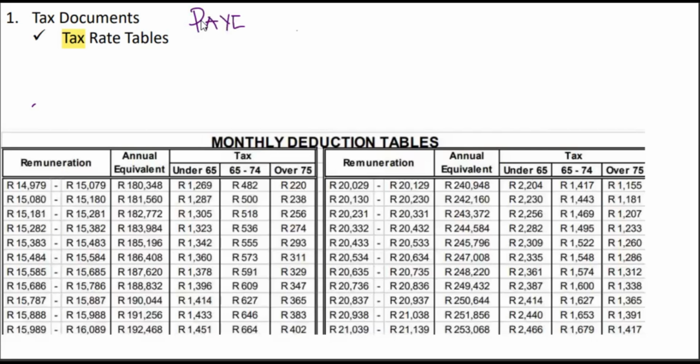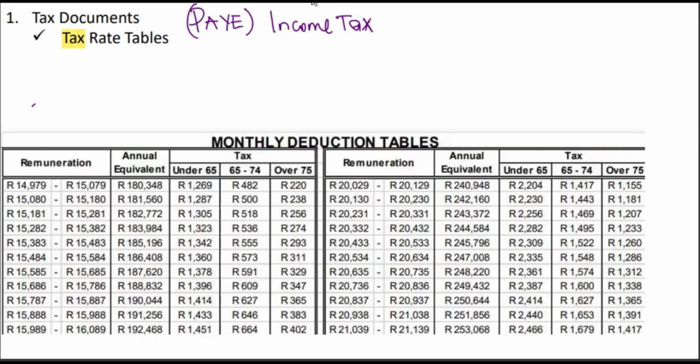Pay as you earn. This is another name. It's also called the income tax, which is personal income tax. We have different methods that we use to calculate tax. One of them is what we call the tax rate tables. It looks like this.